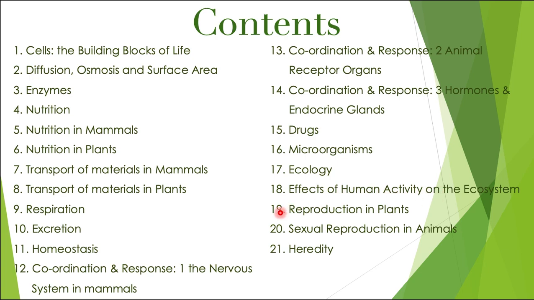Then, in the last two chapters, 19 and 20, we get to understand reproduction in plants and sexual reproduction in animals. And last but not the least, the 21st chapter is heredity. And in this chapter, we are going to unravel the mysteries of genetics, DNA, chromosomes, and all that stuff. So this was the overview of this course, the contents, the different chapters that we're going to go through.